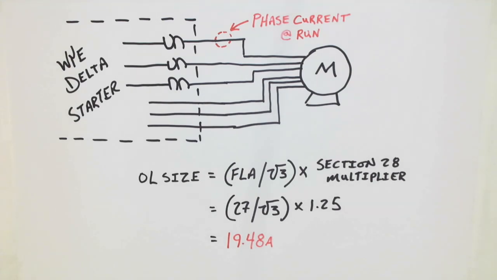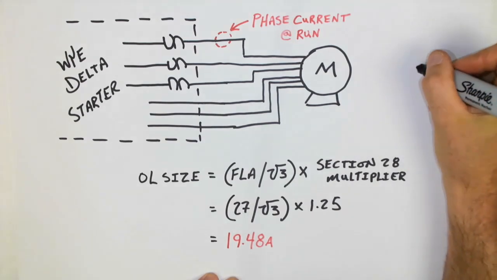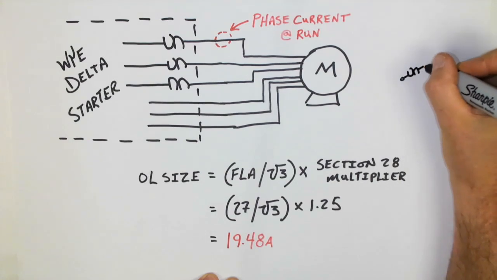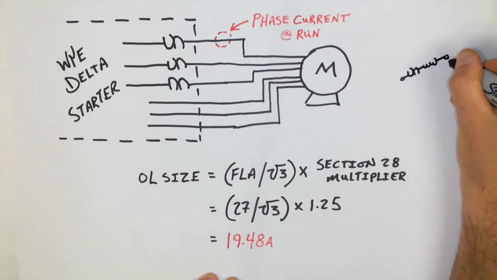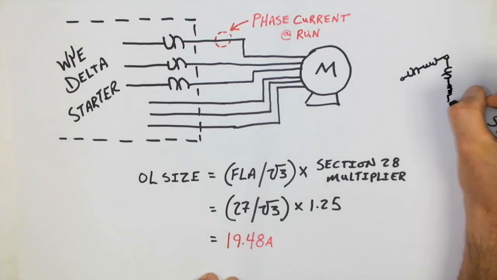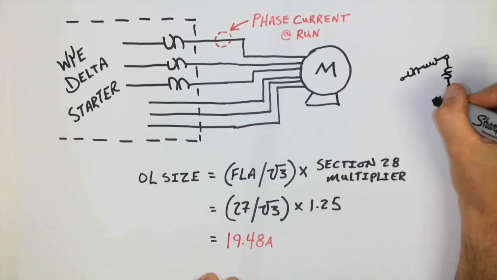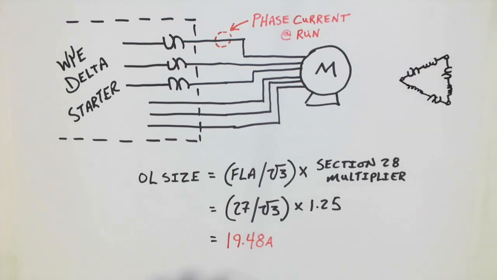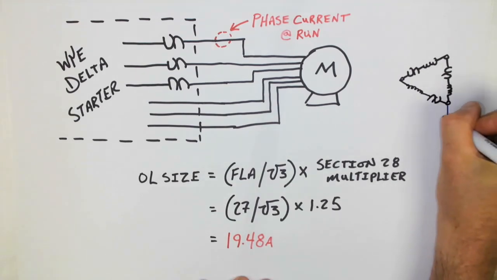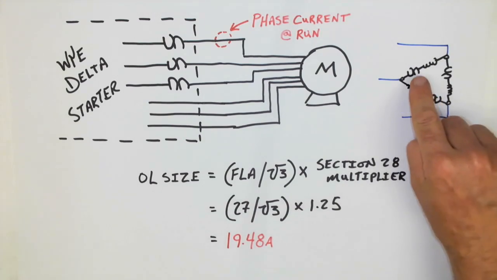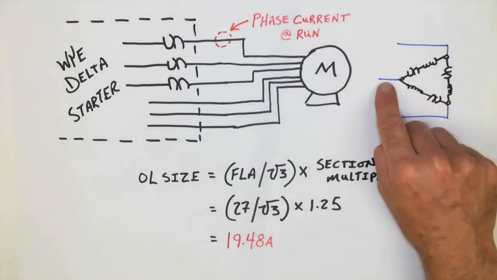And if you wanted to visualize this a little bit better, you could draw something like this that shows the overload in the phase of each one of the windings, because this is essentially where it is. So each one of the windings has an overload connected in series with it, thus why we need to size the overloads to the phase current and not the line current.